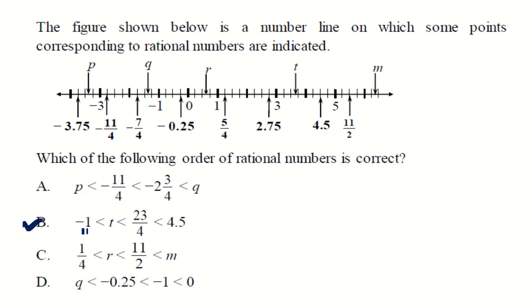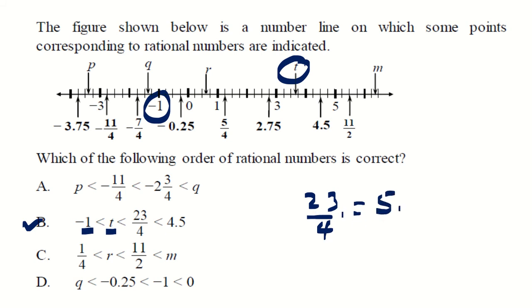Let's continue and see the next one. B, negative 1 is less than t. Where is negative 1? Negative 1 is here, and t is here. Obvious, the gap is even very large. And again, t is less than 23 over 4. 23 over 4 means, you can divide and check, it's 5.75. It's more than 5, greater than 5, this number.